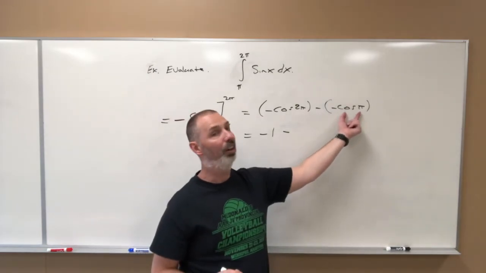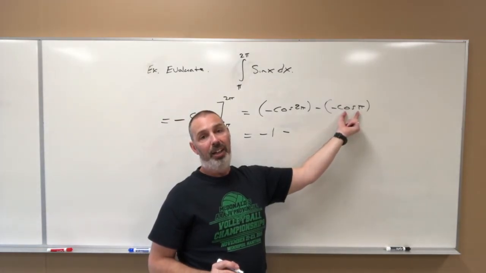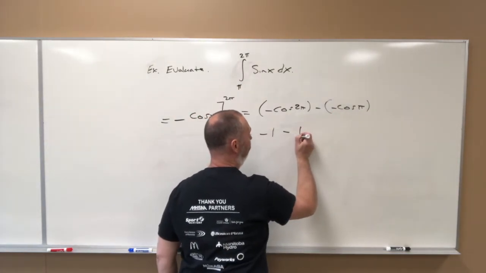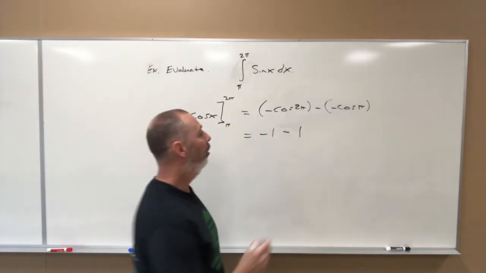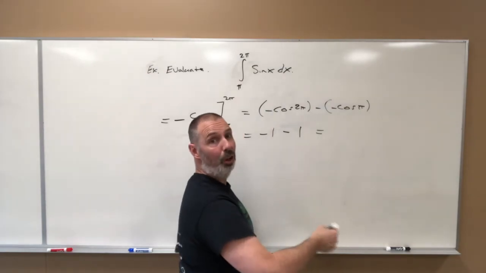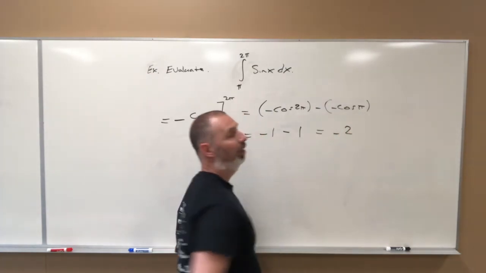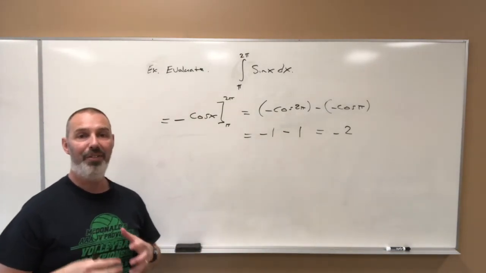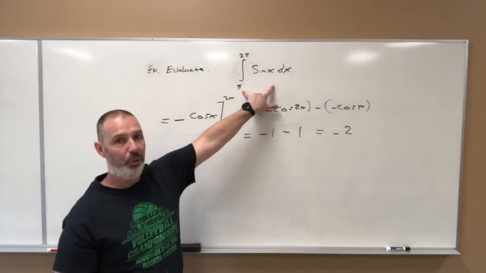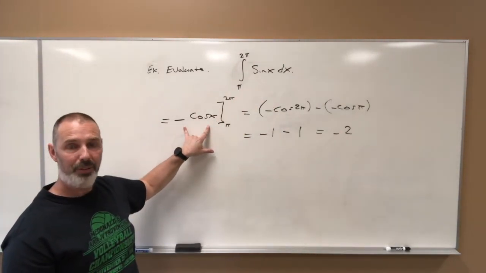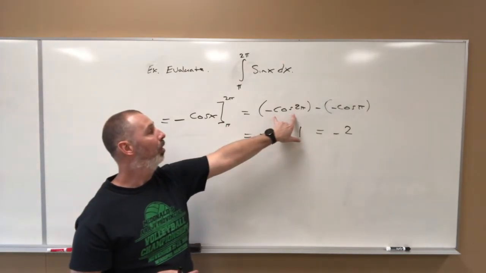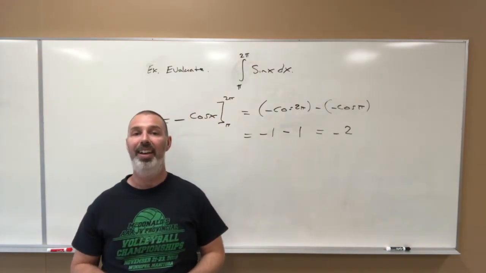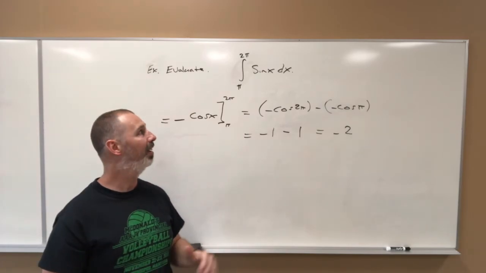minus, now here the cosine of pi is negative 1, and we have the negative of negative 1, so that becomes 1, and we're left with negative 1 minus 1, which equals negative 2 as our answer. Okay, so again, when you're doing definite integrals, this is our notation for doing it. We find the antiderivative first, and then we put in the upper limit, we put in the lower limit, and we subtract the 2, and that gives us the area under the curve, or between the curve and the x-axis, between the 2 points.